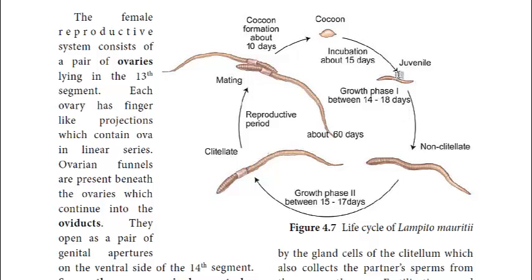And the juvenile, the little one, will not have the clitellar region. Gradually, in the second growth phase only, after 15 to 17 days, the clitellar region will be formed. And when the clitellar region is formed, we can understand this earthworm is ready for reproduction. It is matured for reproduction, and this cycle continues, and this is the life cycle of Lampetomorpha.